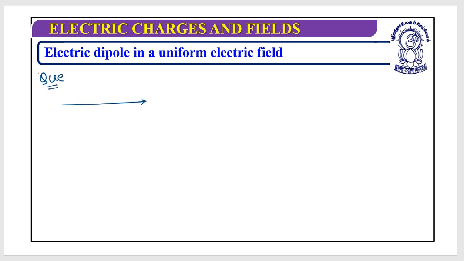Let's say this is the uniform electric field. Your dipole was in this situation initially. You can see this is 90 degrees. Now it has been rotated by a certain angle, and that certain angle is 30 degrees.